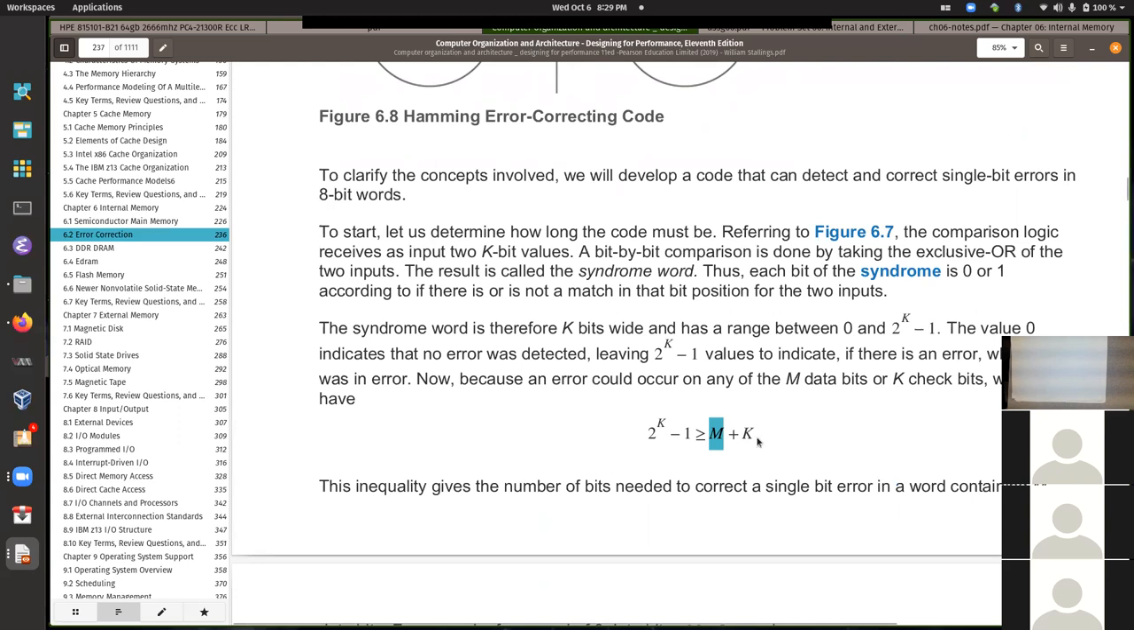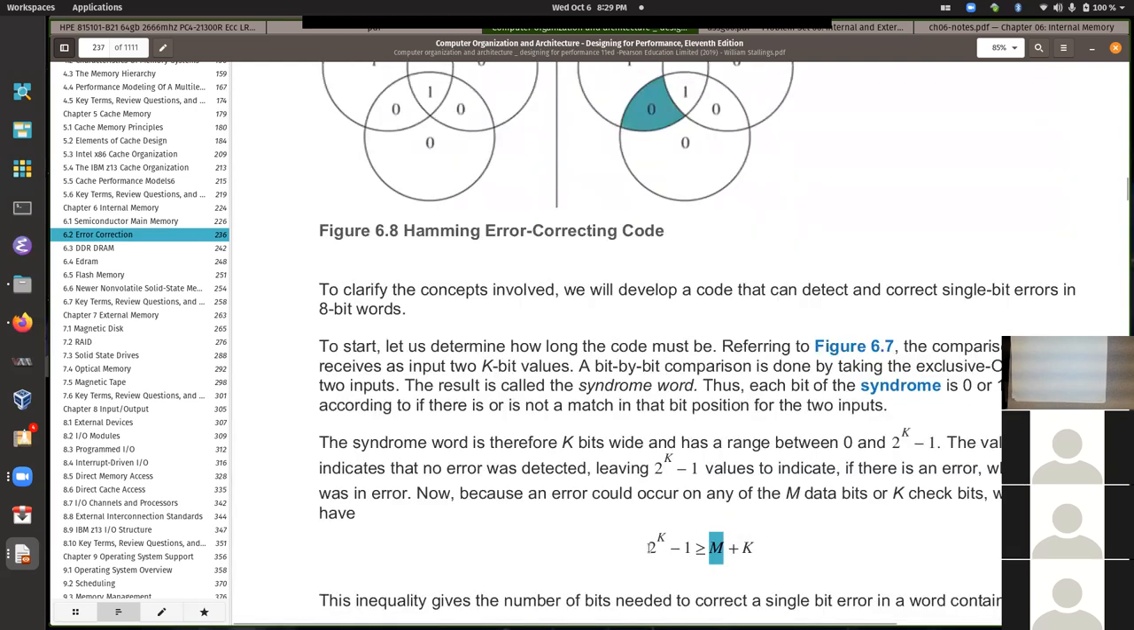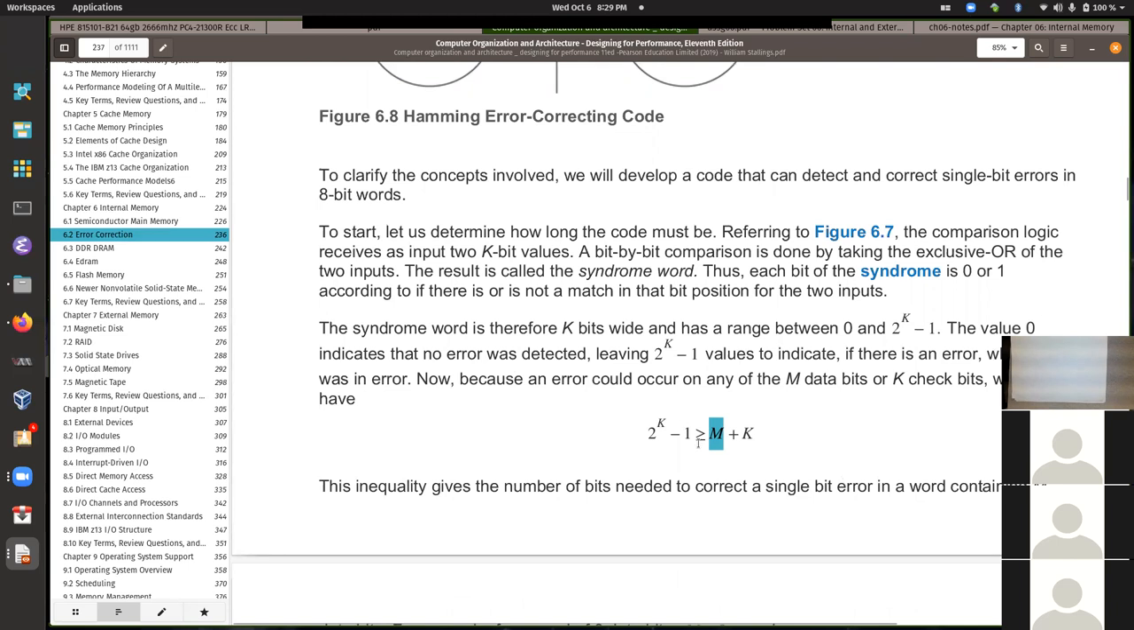So K is the number of check bits that we're going to use. We want to have enough of these to be able to tell which of the original M data bits or K check bits was the one that was the error. Okay, so that is the reason why this inequality holds.